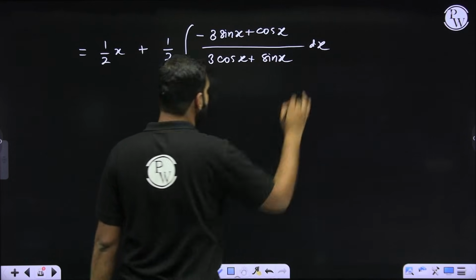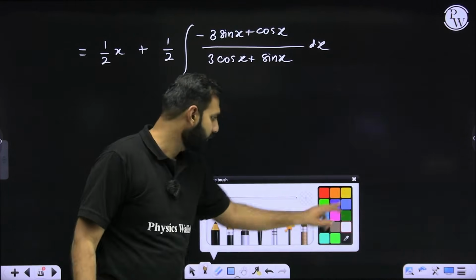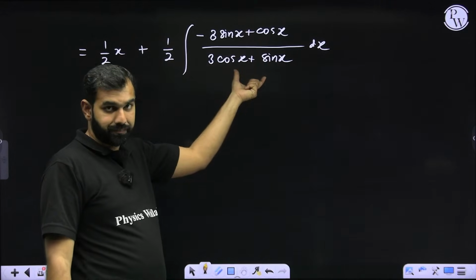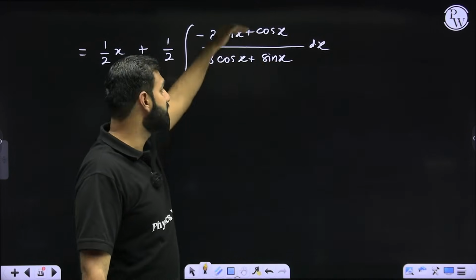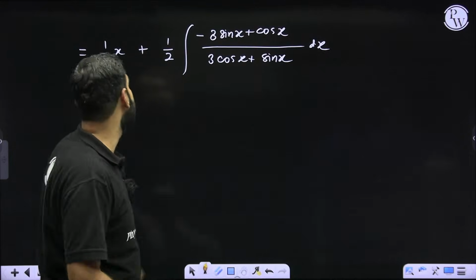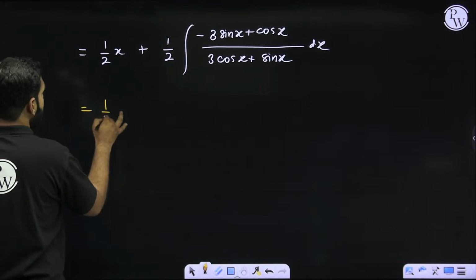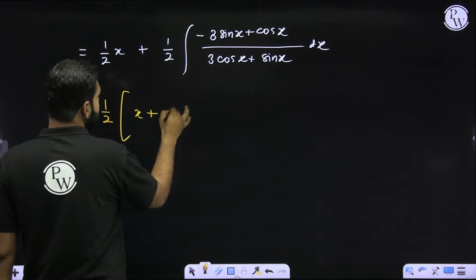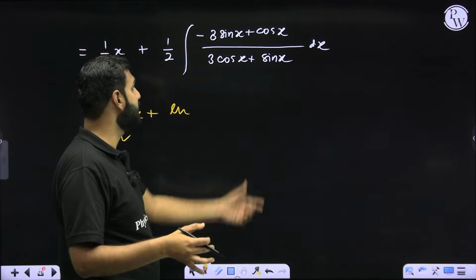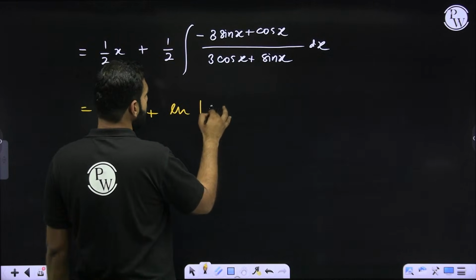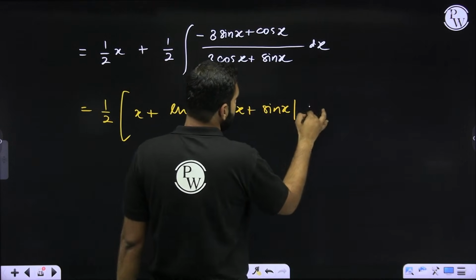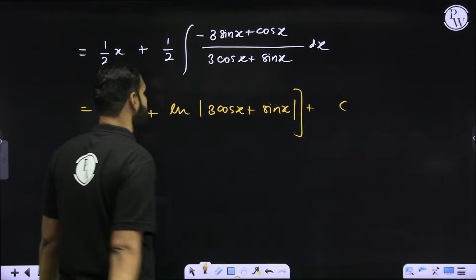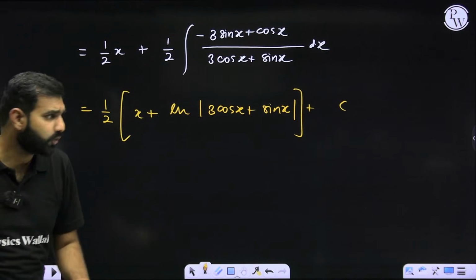This is what I'm trying to tell you: if I assume the denominator as t, then the numerator dx is dt. So this is dt upon t, which is ln t. So my expression would be 1 by 2 common, x plus ln mod of t. What is t? This denominator, which is mod of 3 cos x plus sin x, plus constant of integration, which is c. I hope there is no confusion on that.